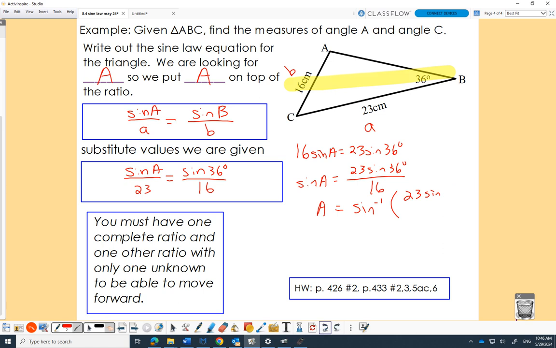And in later grades, we may want to get good at algebraically getting this all as one giant thing and then type it into our nice calculator.